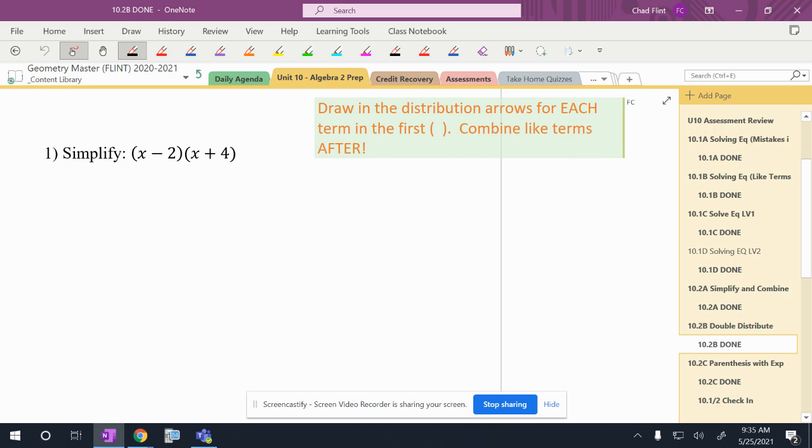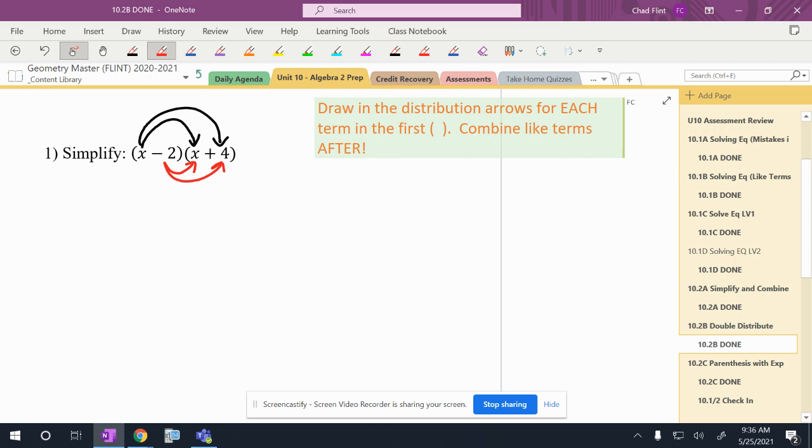In this situation, we have two things in front of the parentheses, so we need to distribute each one. So I strongly encourage you to draw in your distribution arrows, but draw in two sets of them. Maybe draw them in different colors. It just depends on how you want. Draw one on top and one on the bottom.